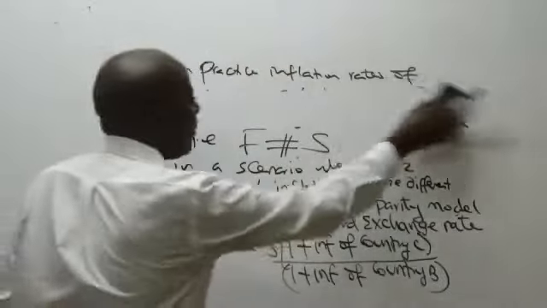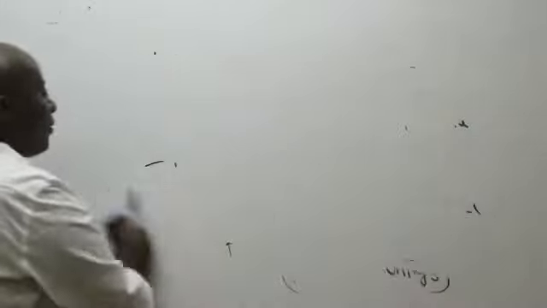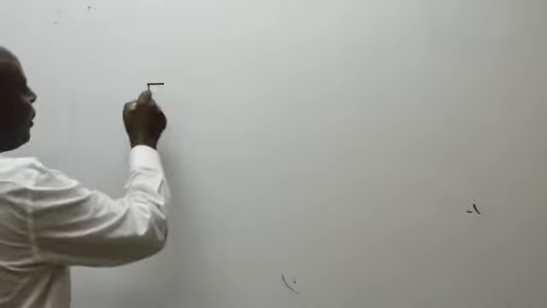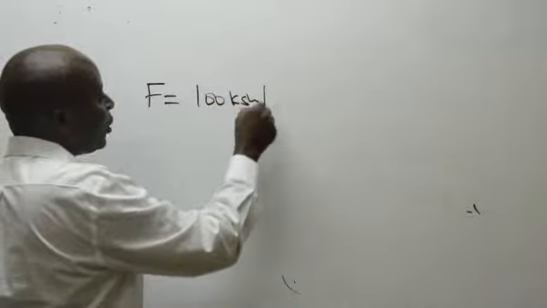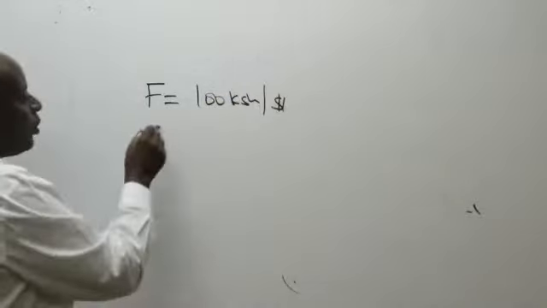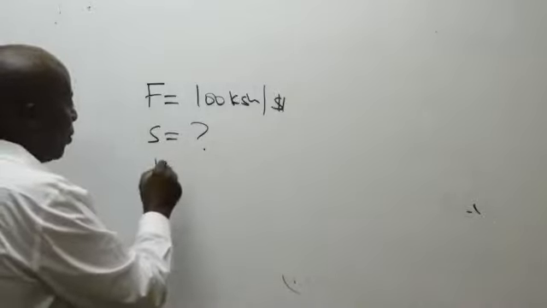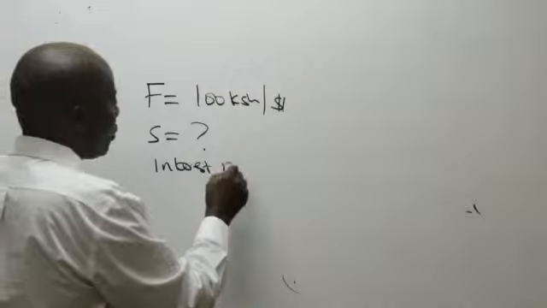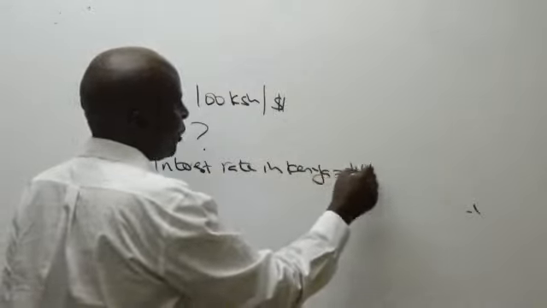Ladies and gentlemen, I would want us to try a question from our past paper. But before that, let me give you a small illustration. They will give you the forward rate as 100 Kenya shillings per dollar as the spot rate. Then they give you the interest rate in Kenya, which is 14%.